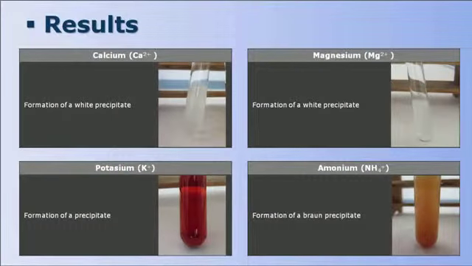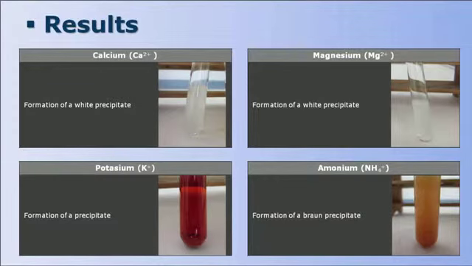In the investigation of calcium, the formation of a white crystalline precipitate denotes the presence of calcium. In the investigation of magnesium, the formation of a white crystalline precipitate denotes the presence of magnesium. In the investigation of potassium, the formation of a crystalline precipitate denotes the presence of potassium.